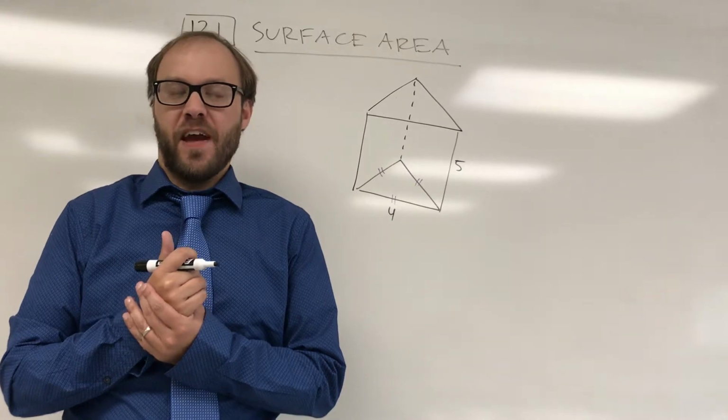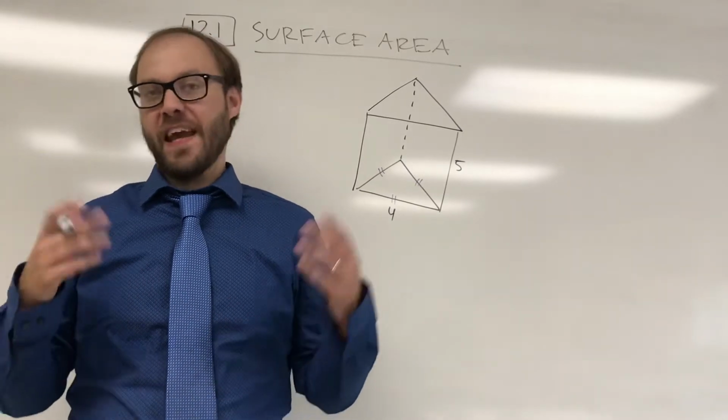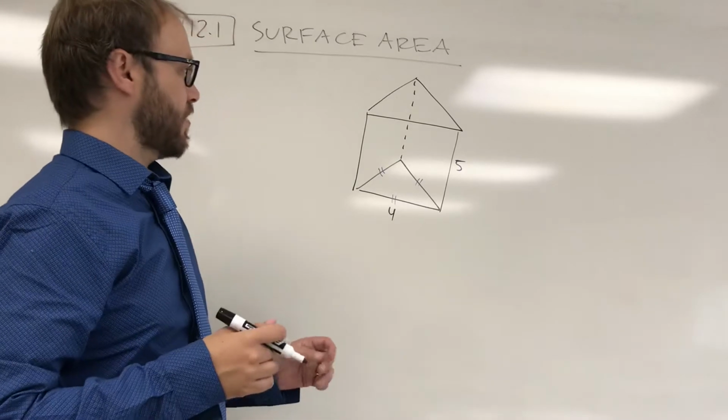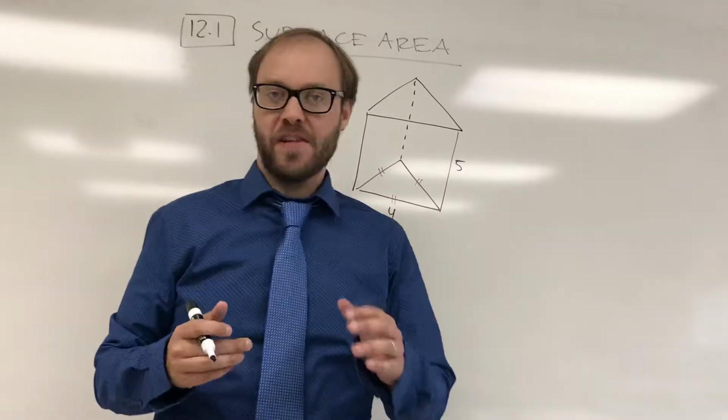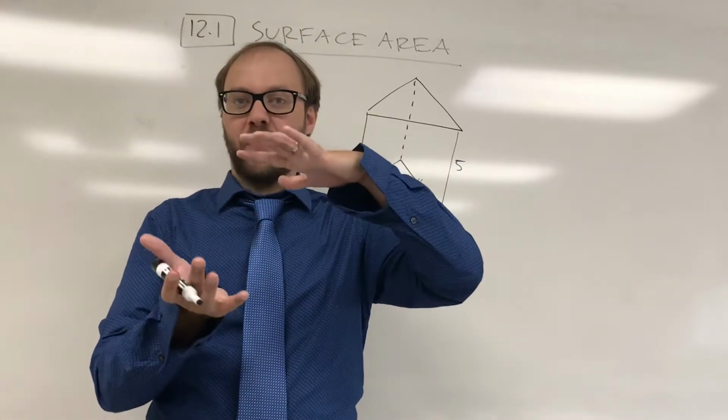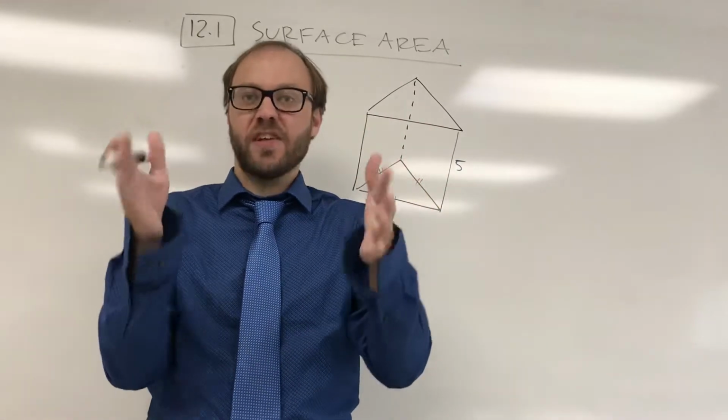In this video, I'm going to show you how to find the surface area of a triangular prism. All right, so here's a triangular prism. And by the way, it doesn't have to be turned this way. It's going to be a triangular prism even if it was turned on its side, it's still a triangular prism.